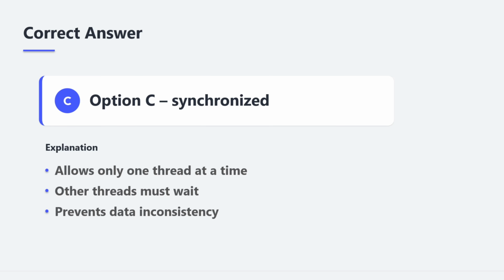The synchronized keyword is used to control multiple threads accessing the same method or a block of code. When a method is declared as synchronized, only one thread can enter the method at a time, and other threads must wait until the current thread finishes the execution, and this helps in maintaining thread safety and prevents data inconsistency.